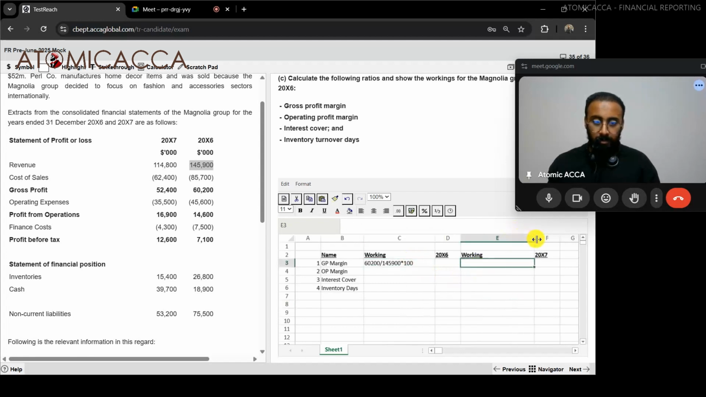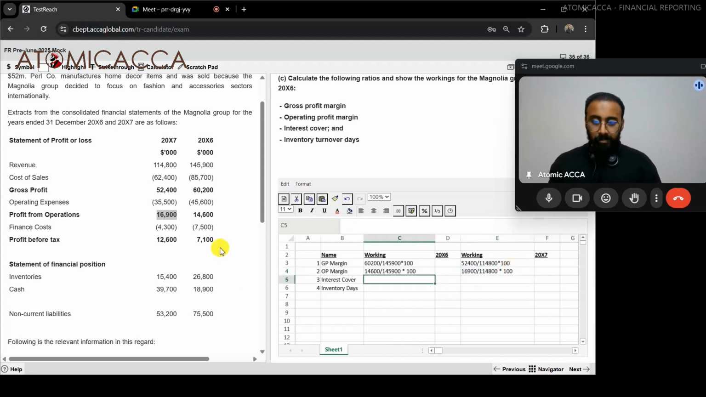How about 20x7? That will be 52,400 gross profit divided by 114,800 revenue into 100. Operating margin would be, operating profit is here, 14,600 divided by revenue 145,900 into 100. And for 20x7 we have 16,900 divided by 114,800 into 100.